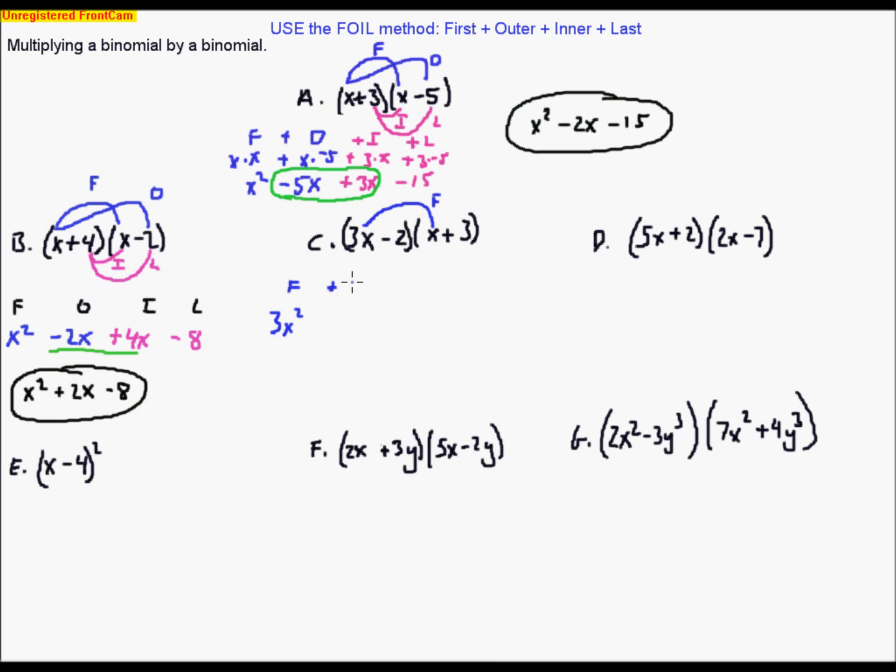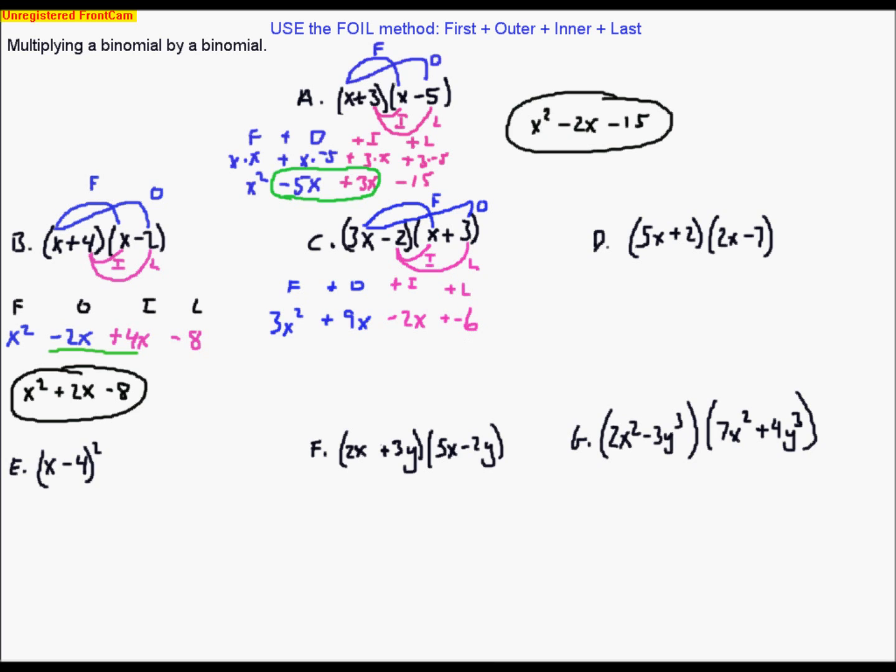And then we add on the outside terms. So 3x times the 3. 3x times 3 makes 9x. Once we've multiplied the 3x by each, we can move on to this negative 2. And those are the inside terms. So for inside, it is a negative 2 and an x makes negative 2x. Well, then we can multiply that negative 2 by the 3, and those are our last terms. And that makes a negative 6.